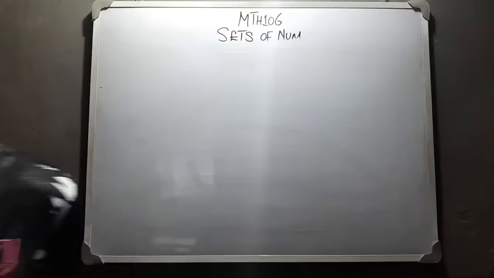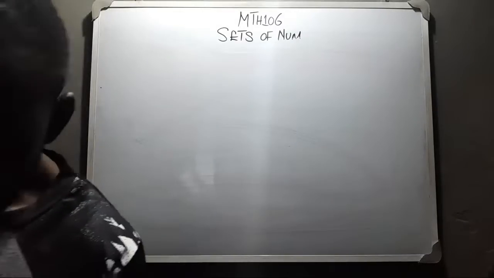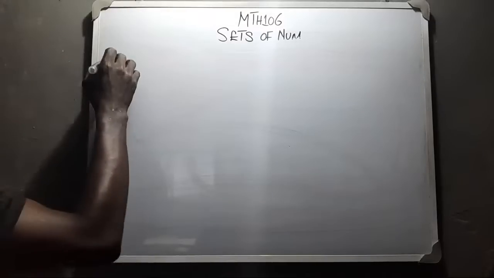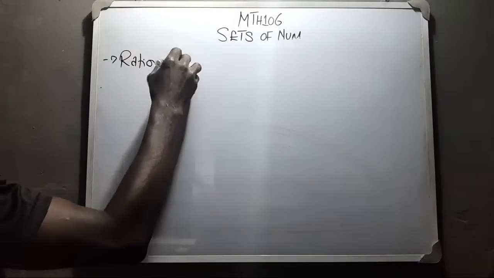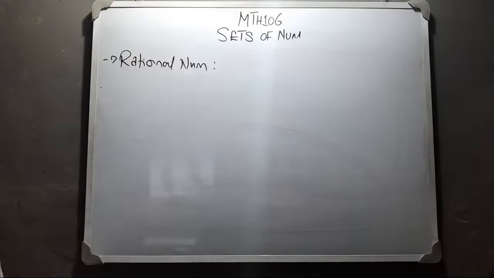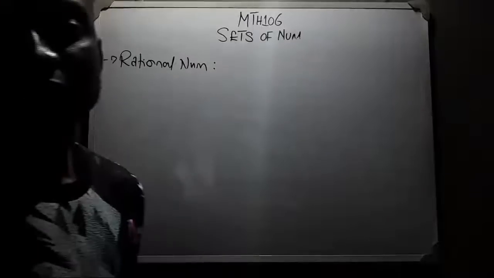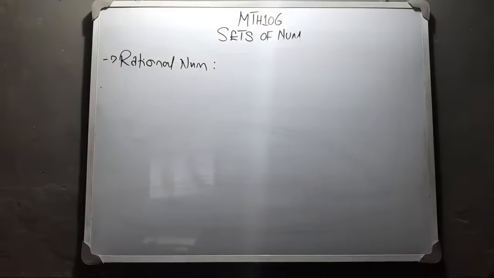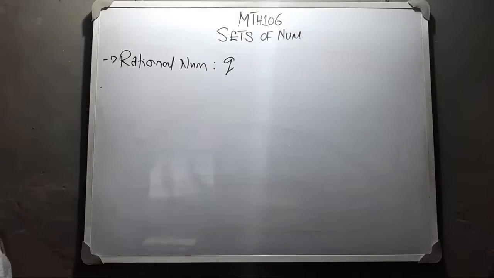So let's continue. Let's move on. Now we have rational numbers. And I think that's what she wanted to write. Yes, Mr. Elini. Now we have rational numbers. Rational numbers are represented with Q.